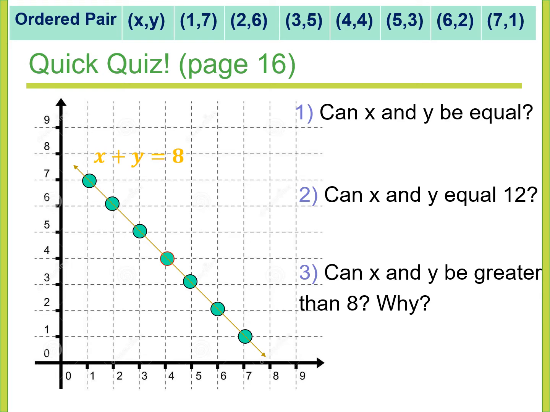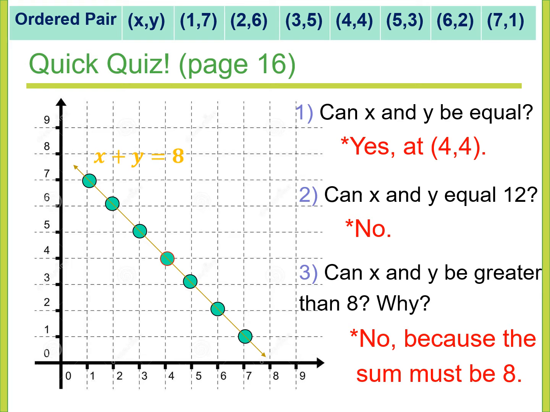Here, let us have a quick quiz. Number 1: can x and y be equal? Yes, at 4, 4. Number 2: can x and y equal 12? Of course, no. And for number 3: can x and y be greater than 8? Of course, no, because the sum must be 8.